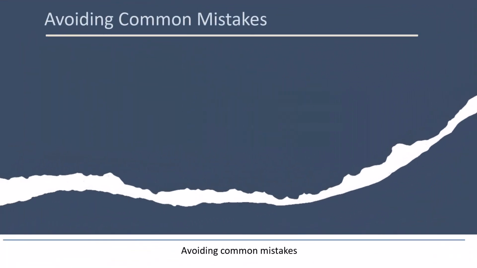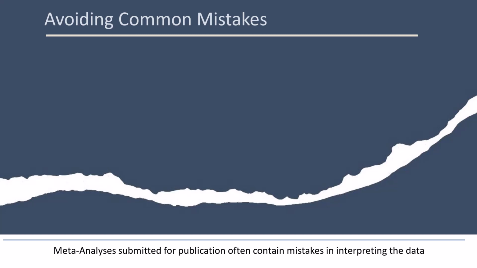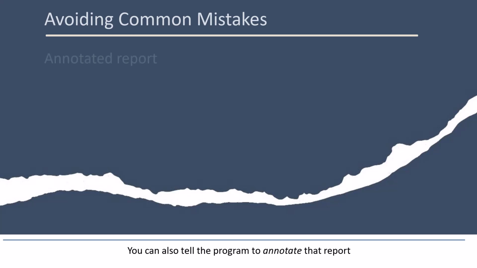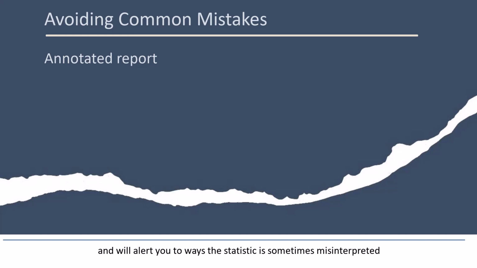Avoiding common mistakes. Meta-analyses submitted for publication often contain mistakes in interpreting the data. CMA incorporates a number of features to help you avoid these mistakes. A moment ago, I mentioned that the program will create a report. You can also tell the program to annotate that report. The program will explain what each statistic means and will alert you to ways that the statistic is sometimes misinterpreted.